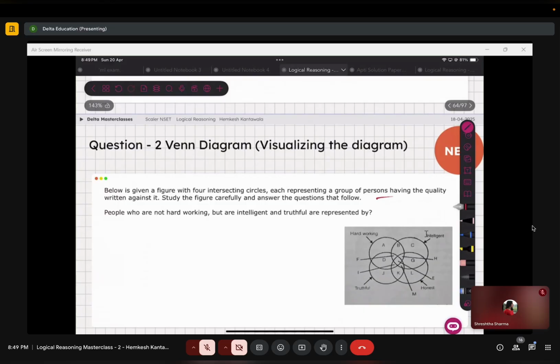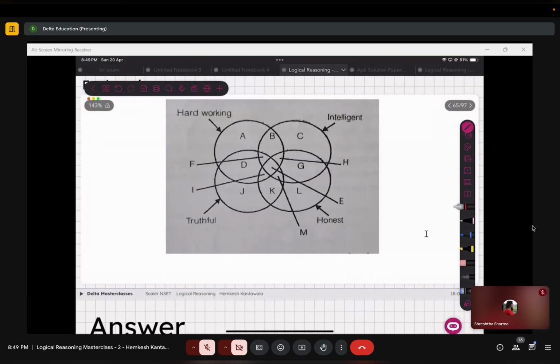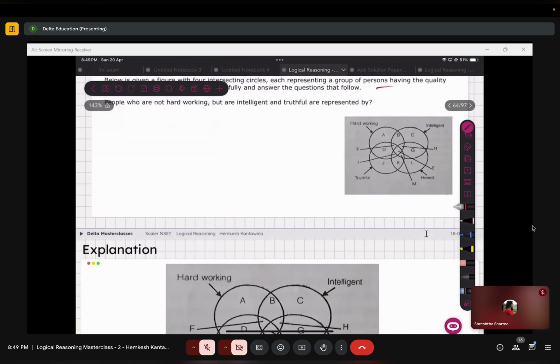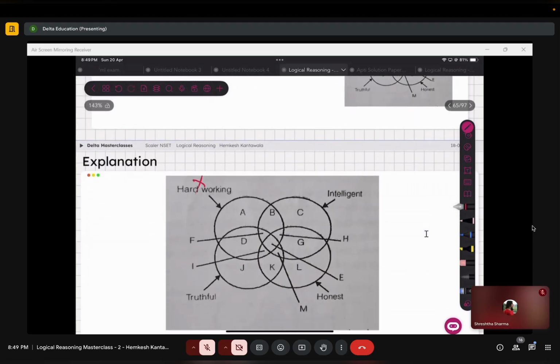People who are not hardworking but are intelligent and truthful are represented by. Okay, see this diagram, take 1 minute, solve it. People who are not hardworking but are intelligent and truthful. Not hardworking, intelligent, and truthful.